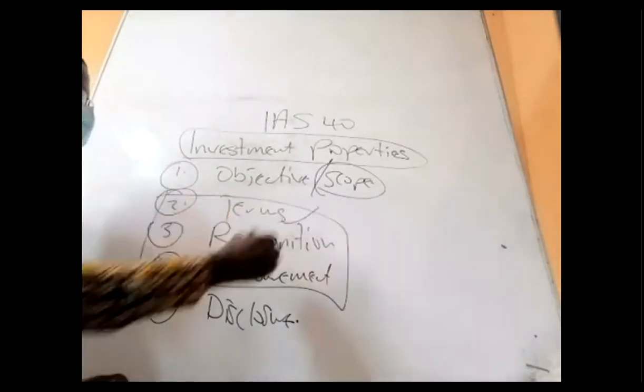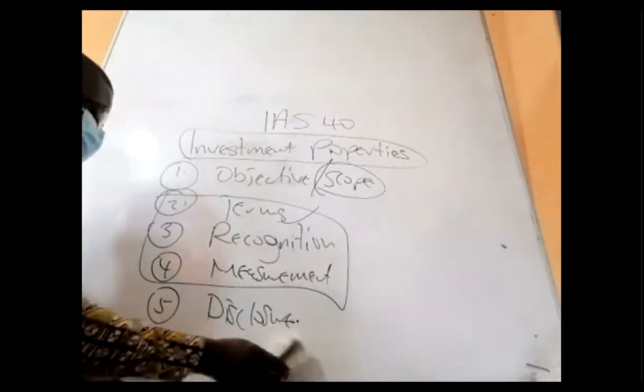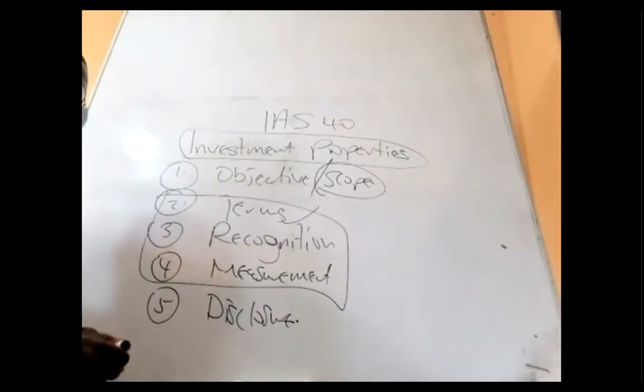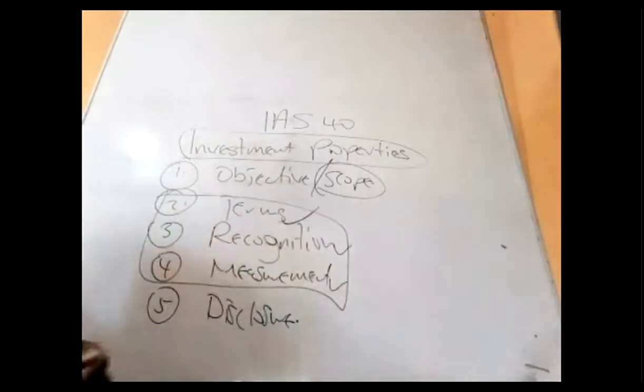Let's start with the terms. Right from the terms, we go to recognition and we go to measurement and say bye-bye to investment property. Good. Now let's see the first section. The first term that I will define is the investment property itself. What is it?